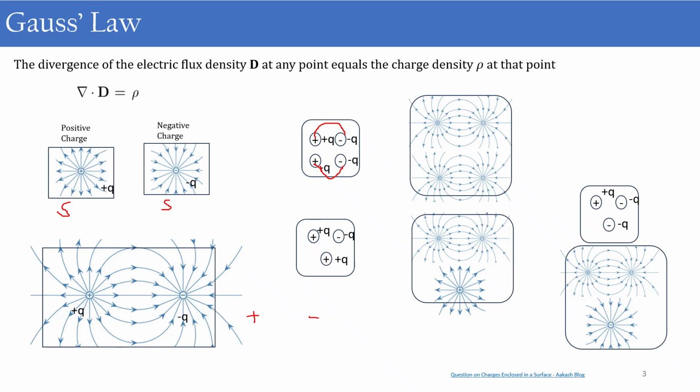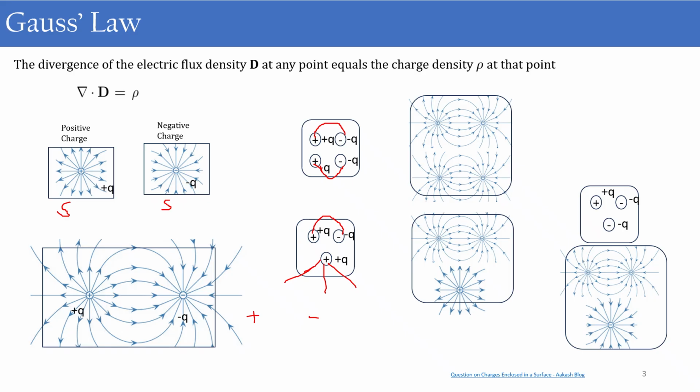Let's see another example. Here we have two positive charges and one minus charge. In this case, the electric field coming out of this plus charge will be ending on the minus charge. But for this plus charge, the field coming out of it will be going out, and it will be going to any other negative charge in different areas. So if we consider that closed surface, we can see that there will be total flux coming out of the surface because of this plus charge. That means in this case the divergence is positive as we have a plus q charge here.